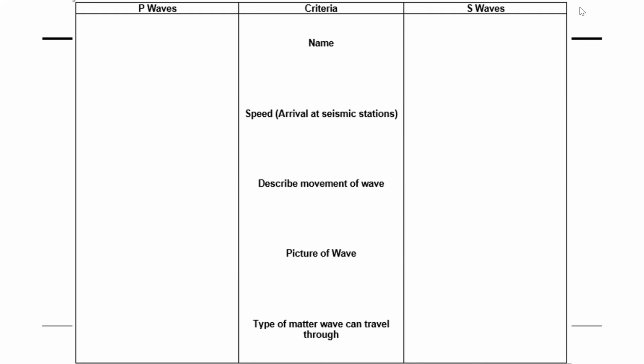The picture of this wave is this. And what do they move through? Only solid. I feel like the S waves are super easy to remember because everything about them starts with an S. Even the picture to me just looks like a sideways S. And solids.